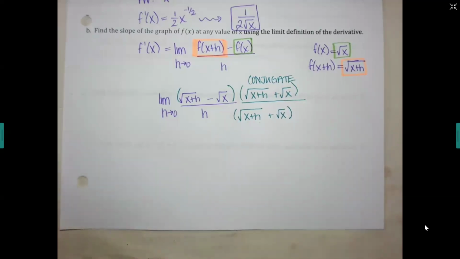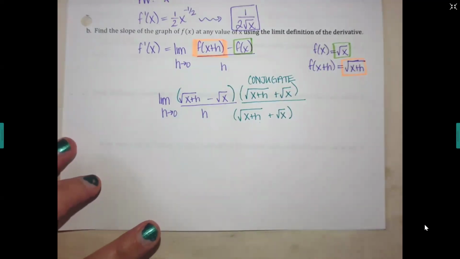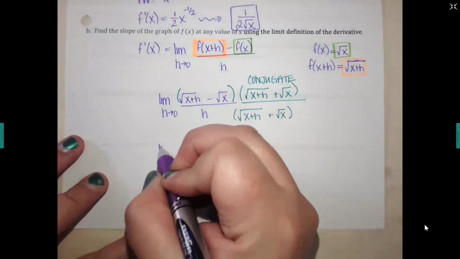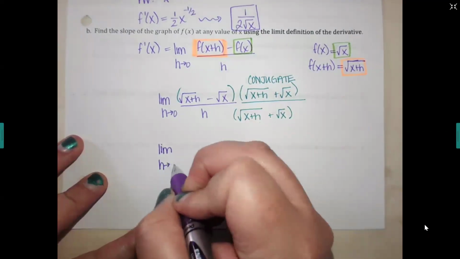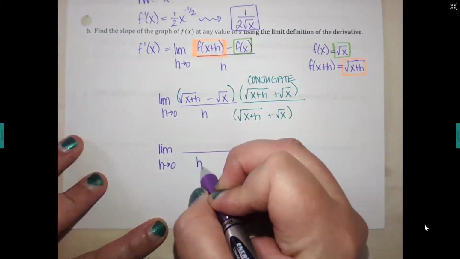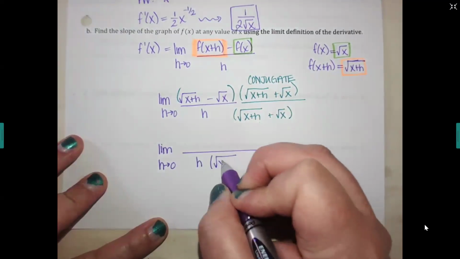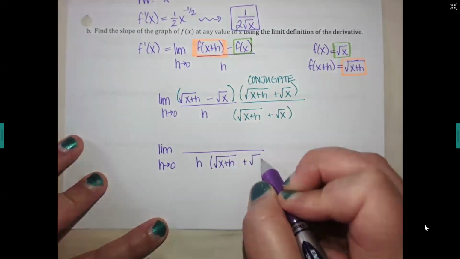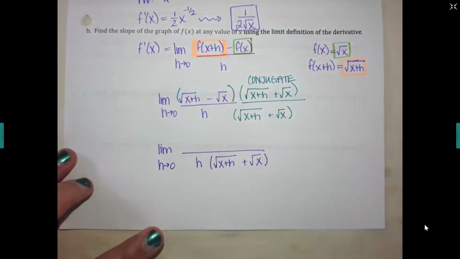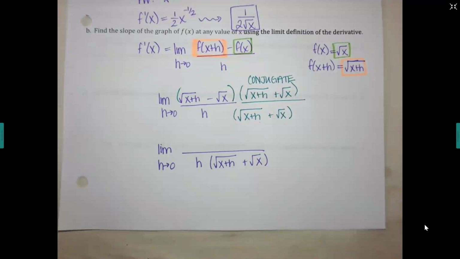Now remember, for the bottom, we're not going to times that out. Okay, why not? Because they're not even conjugates of each other anyways. We only want to times out the parts that are conjugates. So the bottom, keep it identical. So limit, h approaches 0, I'm going to have an h and then a root x plus h plus root x. So we're not doing anything to the bottom. Okay, but for the top, we're going to actually multiply it out.